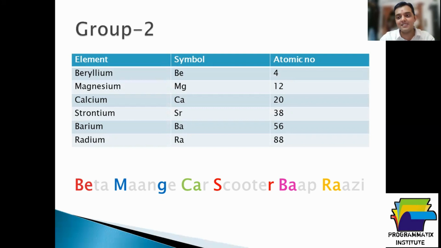And 38 plus 18 is 56. 56 is the atomic number of barium. And 56 plus 32: 66, 76, 86, plus 2, 88. 88 is the atomic number of radium.